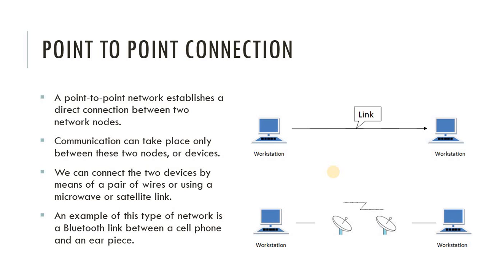A point-to-point network establishes a direct connection between two network nodes. So what does it mean? Suppose we have two devices. Suppose this is my PC and this is another PC. It means that two computers are directly connected with a cable. There are no other PCs or other devices between them. So they are directly connected.